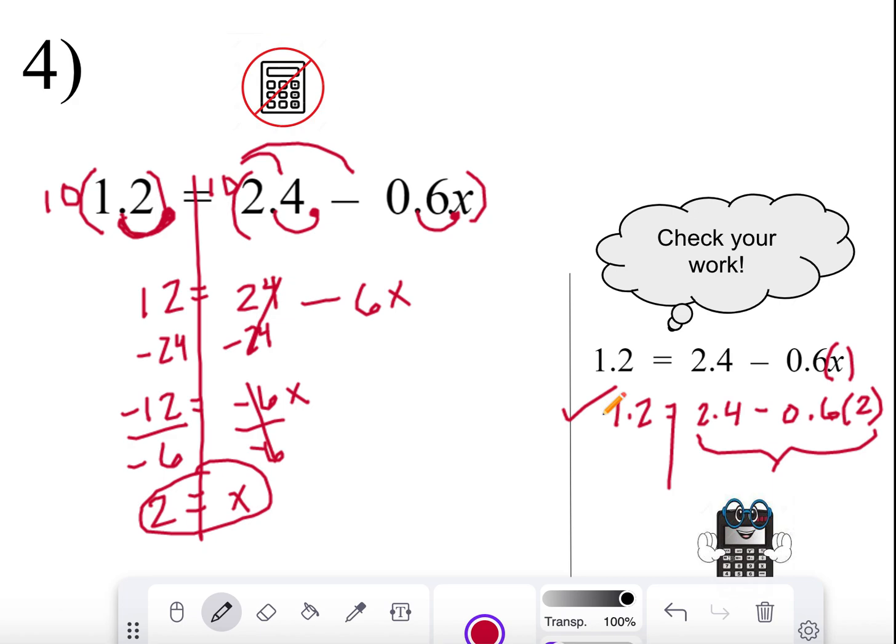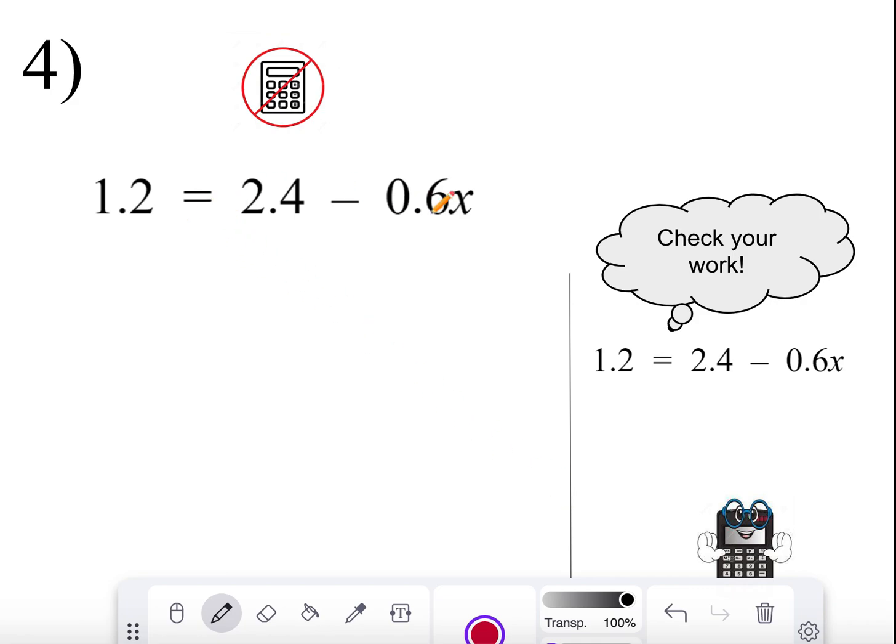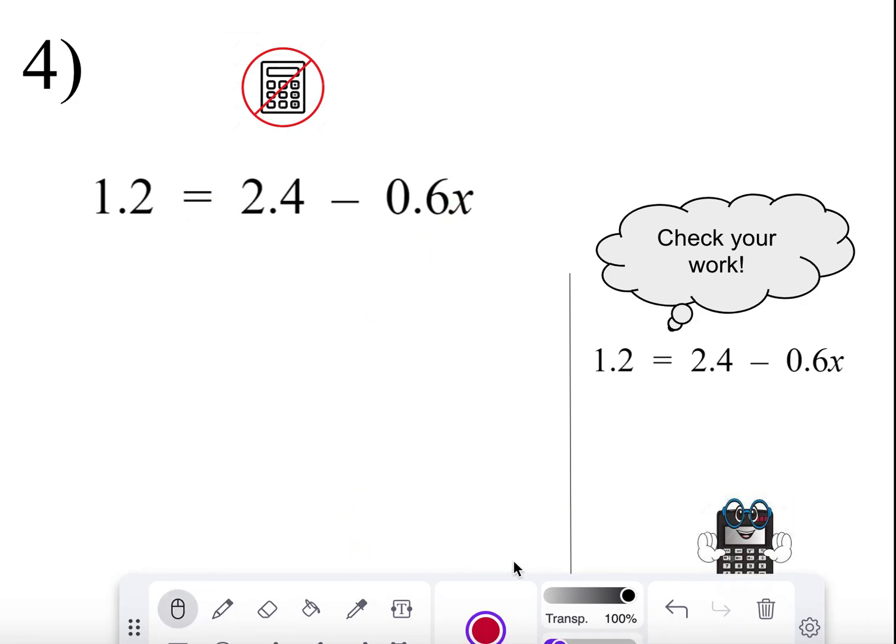Sorry about that. Okay, so we could always go back and check our work. Even though we moved the decimal points in the problem, we don't have to do anything with the answer. We just produced an equivalent equation by multiplying everything by 10, and we're good to go. Okay, so that's an example with decimals.